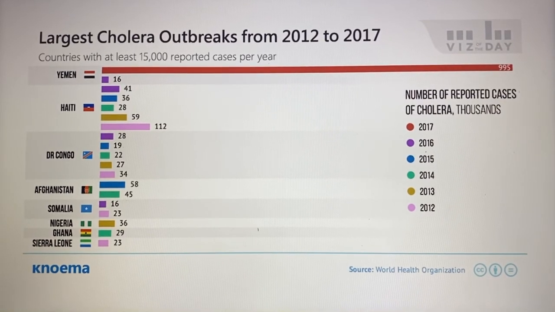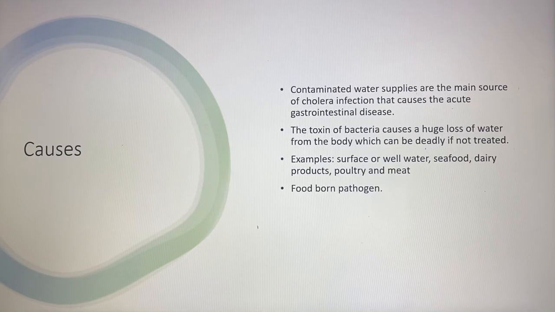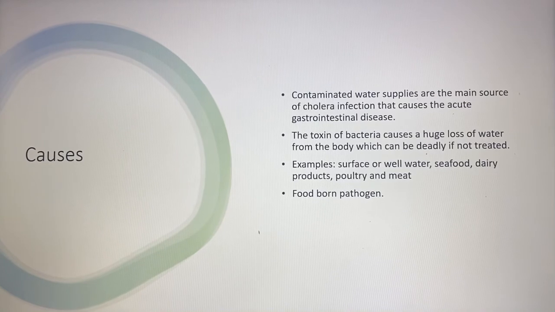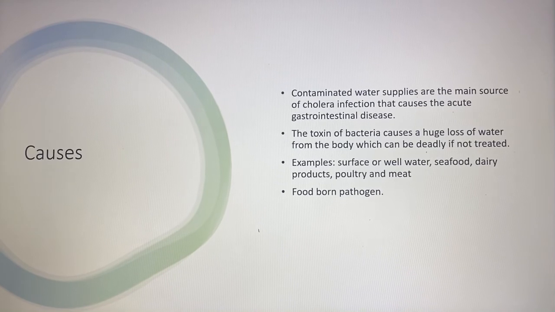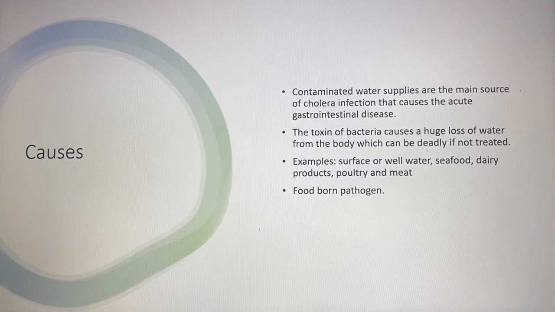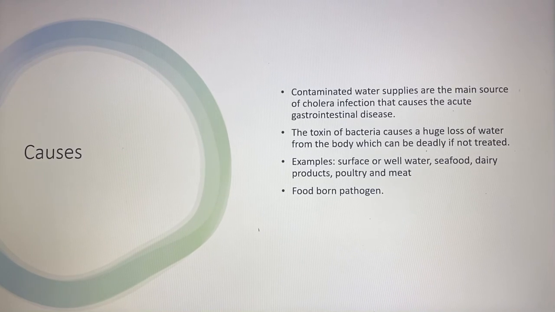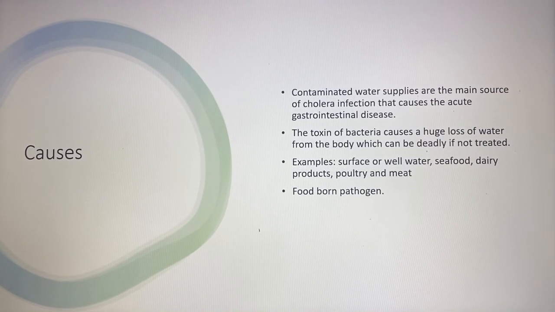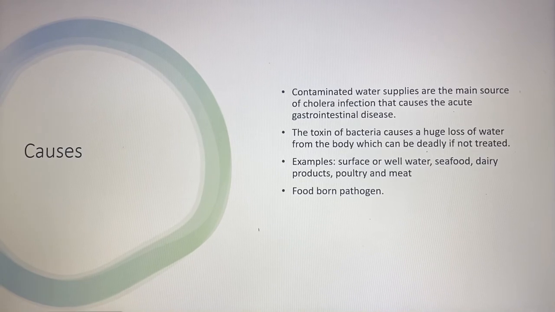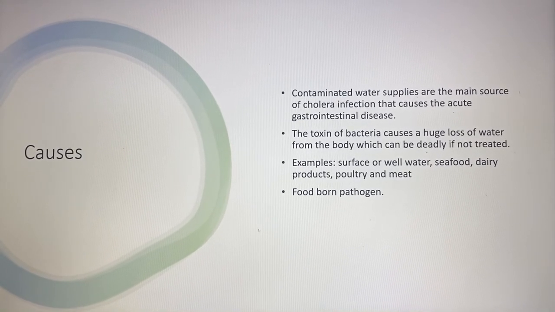What causes this infection? Contaminated water. Number one, as we saw previously in that image, like I said, that image just gave us a lot of information about the infection. It basically summarizes everything that I'm talking about right now. So contaminated water supplies are the main source of cholera infection, which causes the acute gastrointestinal disease. The toxin of the bacteria causes a huge loss of water from the body, which can be deadly if not treated. And that's when we saw the example of diarrhea. We lose a lot of water through diarrhea.